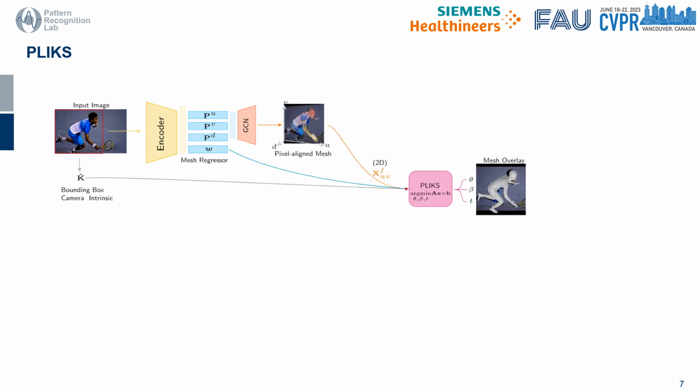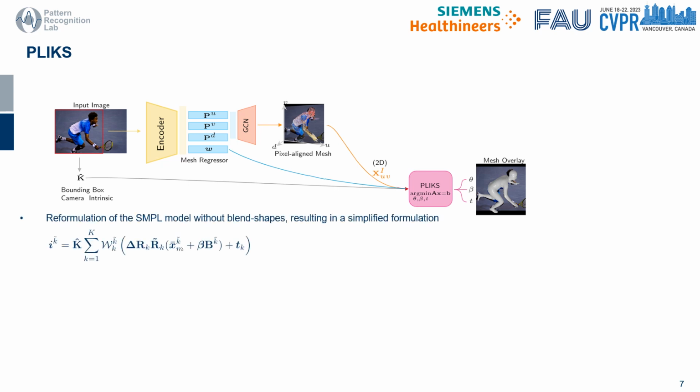Our objective is to predict the SMPL model parameters using 2D pixel-aligned vertices, which requires reformulating the SMPL model. In this depiction, we exclude pose-related blend shapes from the SMPL model, and our focus is on the parameters highlighted in red. For the time being, let's assume that we have a reasonably accurate initial pose estimate, even though it may not be entirely precise. This assumption proves beneficial by narrowing down the search space.